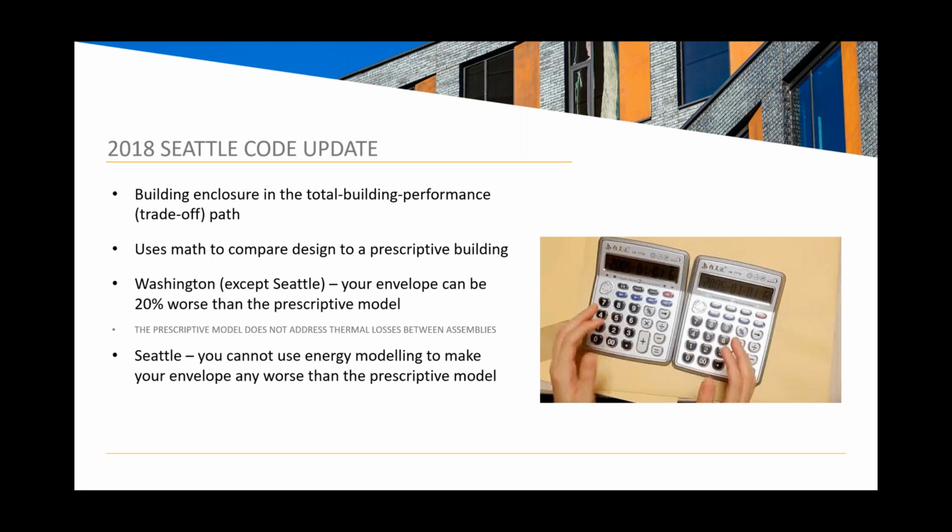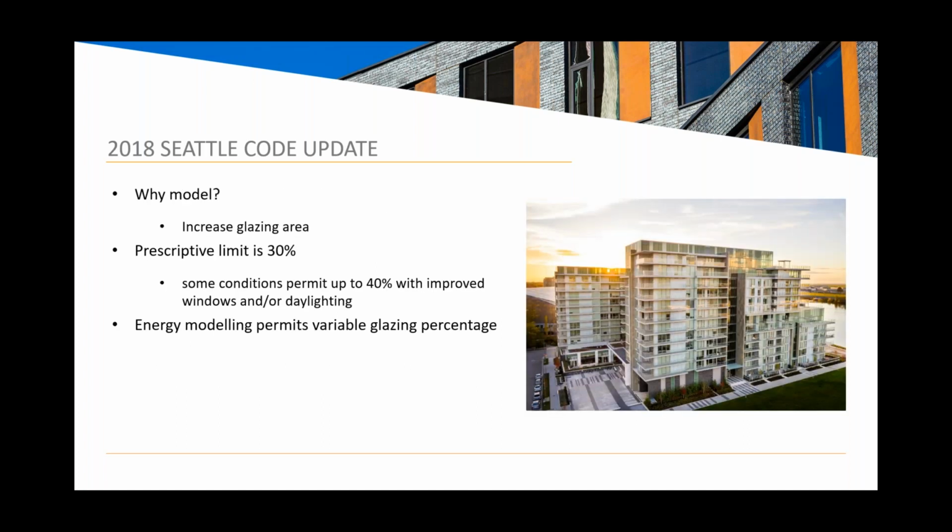This is permitted. And one of the reasons why is that the prescriptive model that you've input your math for doesn't address thermal losses between assemblies. So you're going to account for some more stuff in your model, and that's why it's allowed to be up to 20% worse. But in Seattle, you cannot use energy modeling to make your building envelope any worse than the prescriptive model. So there's no permission for more sophisticated math to have the allowance to make your building worse. No, you still have to make a good building.